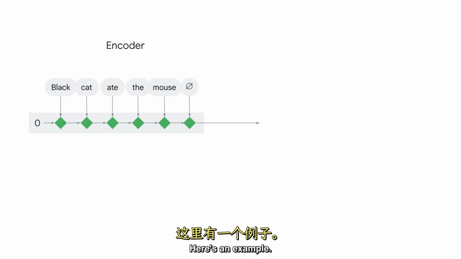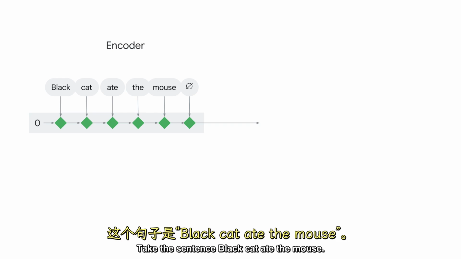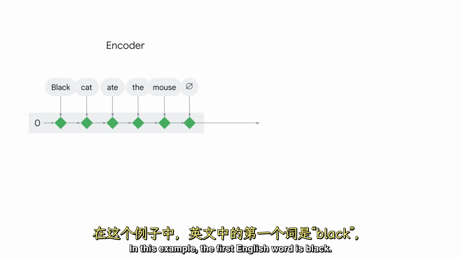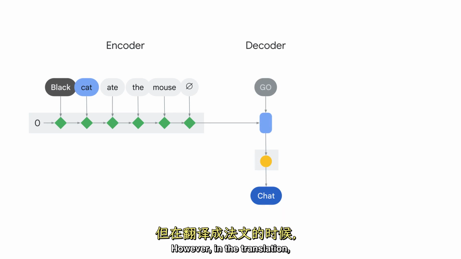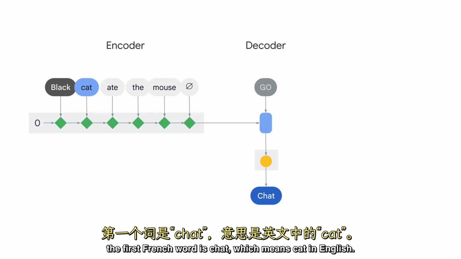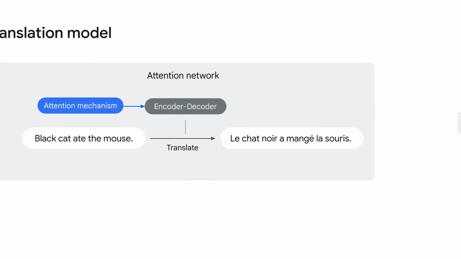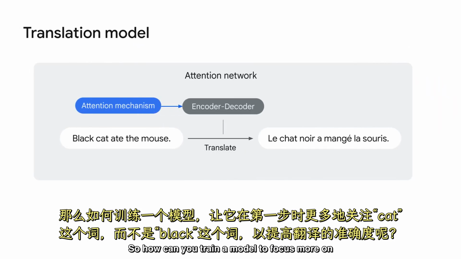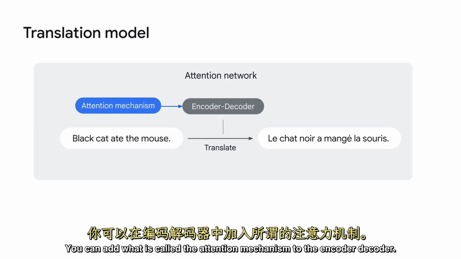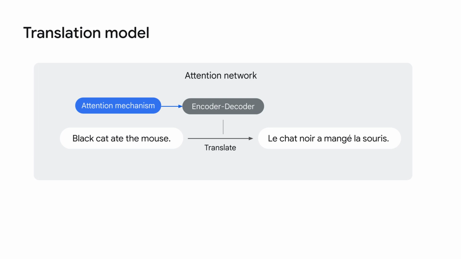Here's an example. Take the sentence, "Black cat ate the mouse." In this example, the first English word is black. However, in the translation, the first French word is chat, which means cat in English. So how can you train a model to focus more on the word cat instead of the word black at the first time step? To improve the translation, you can add what is called the attention mechanism to the encoder-decoder.